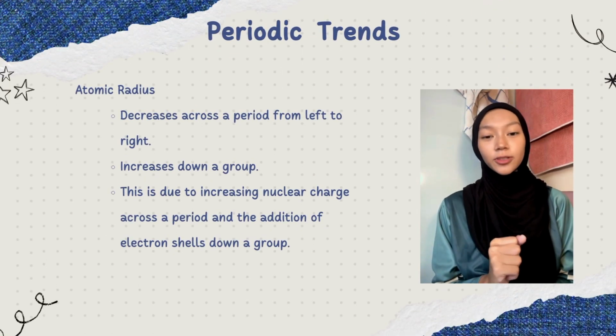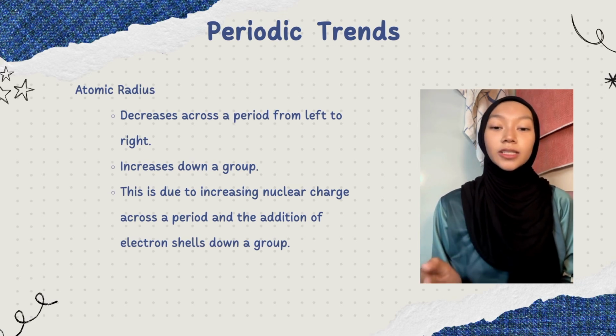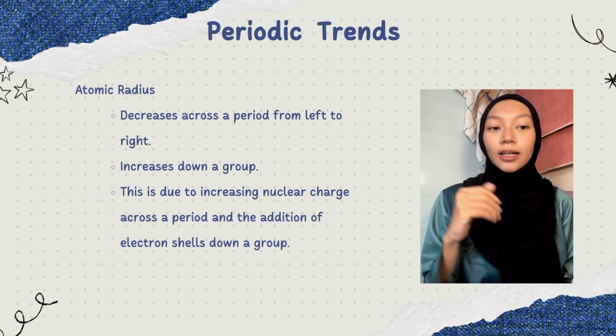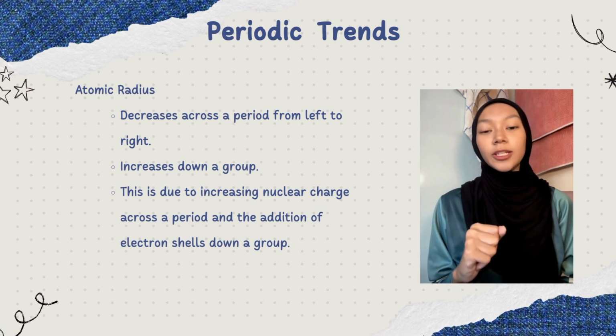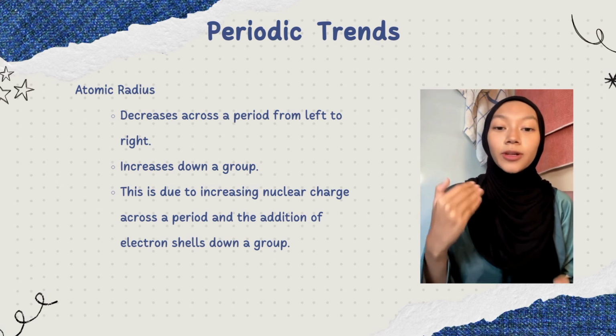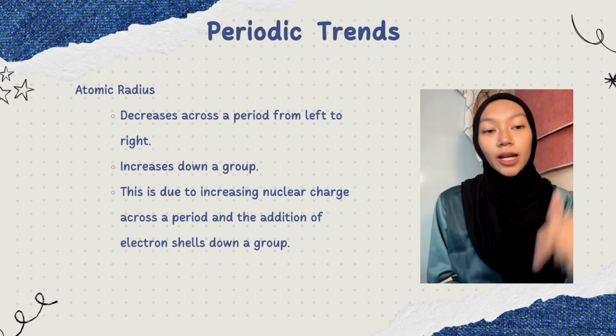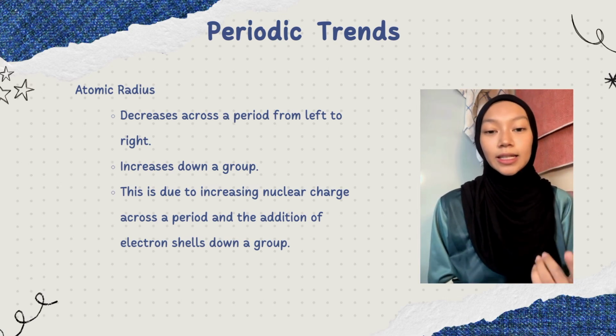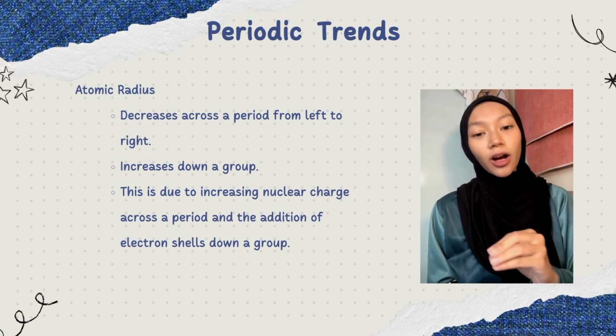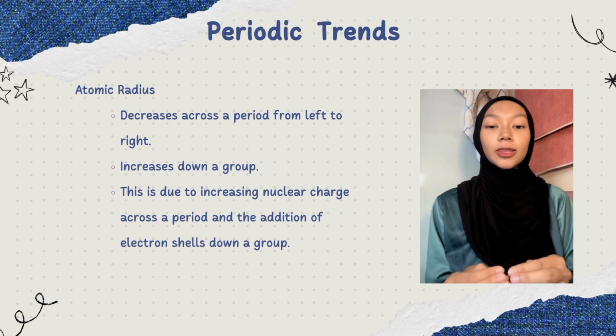Atomic radius refers to the size of an atom. Across a period from left to right, atomic radius decreases because the nuclear charge increases, pulling the electrons closer to the nucleus. Down a group, atomic radius increases because of the addition of electron shells, which makes the atom larger.